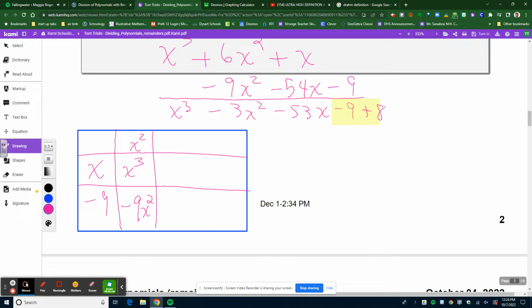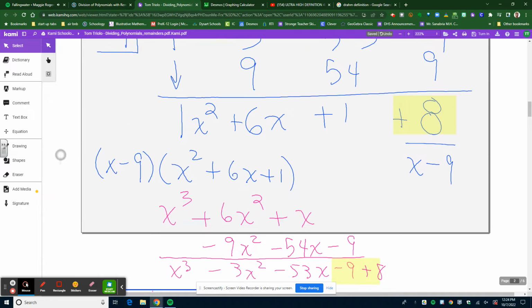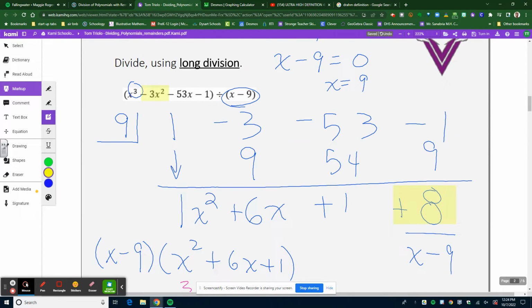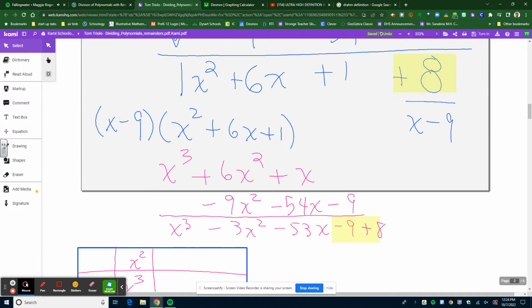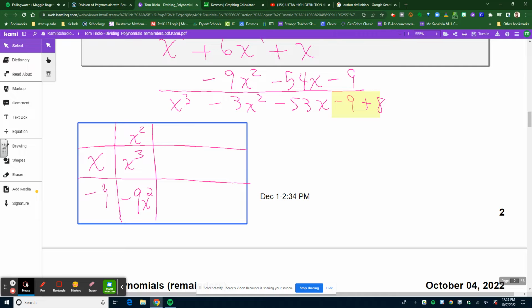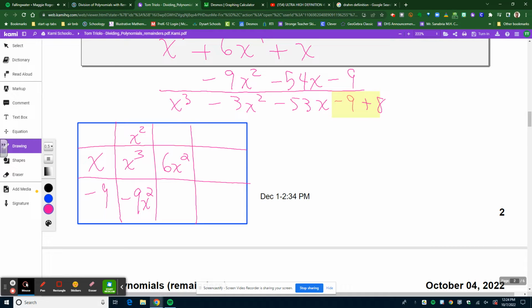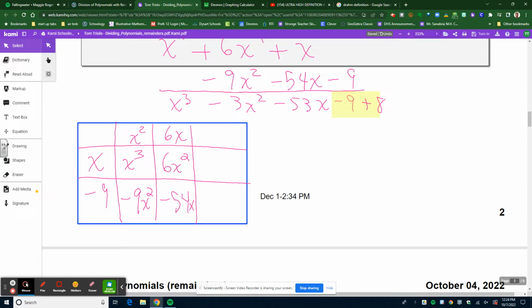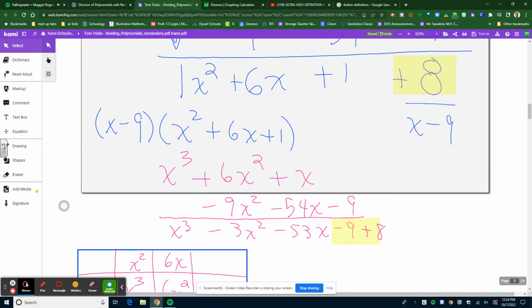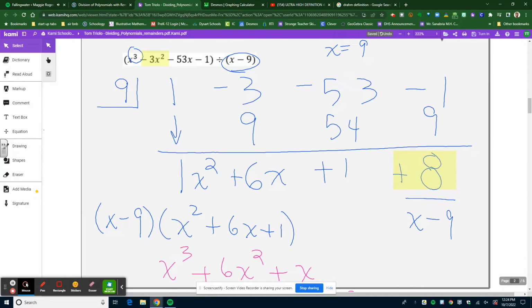And here is your critical juncture whenever you're doing the box method. My next step is I need to obtain my next term in my dividend, which is negative 3x squared. So how do I get to negative 3 if I am at a negative 9? Add 6x. I need to add 6x squared. So x times 6x gives me 6x squared. 6x times minus 9. And you notice those same terms have shown up right here in my synthetic division.